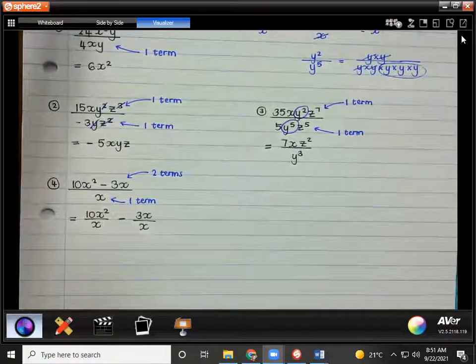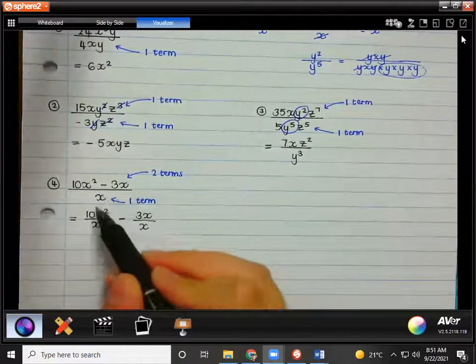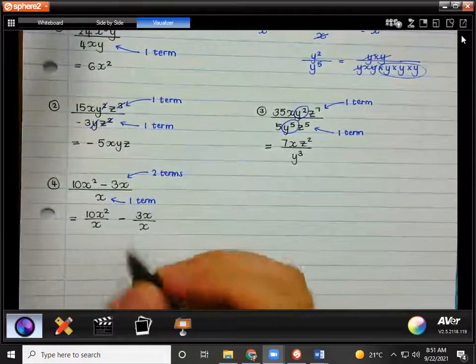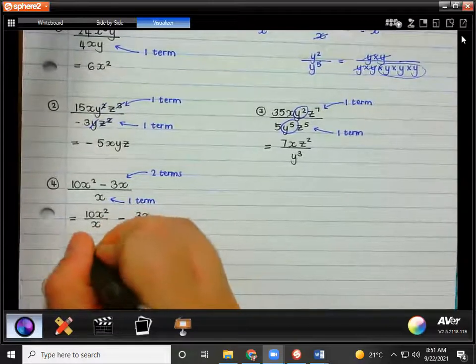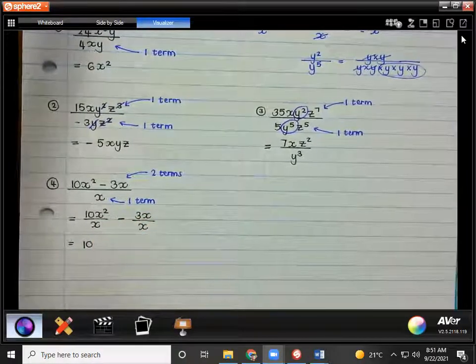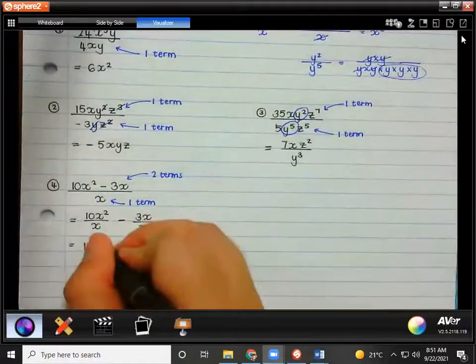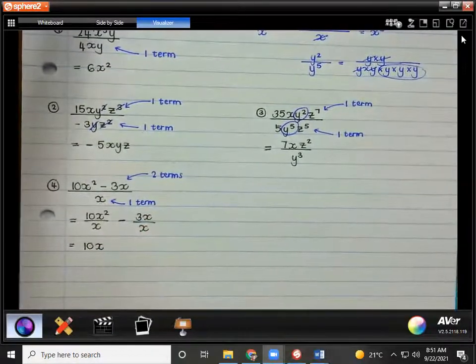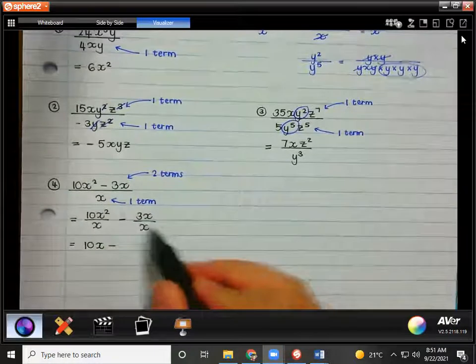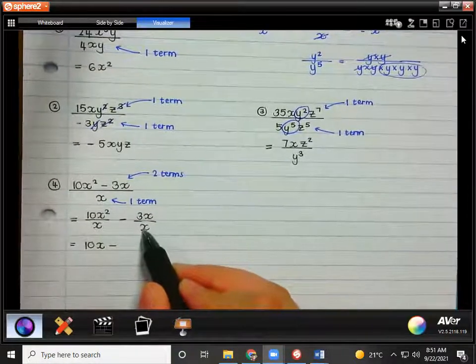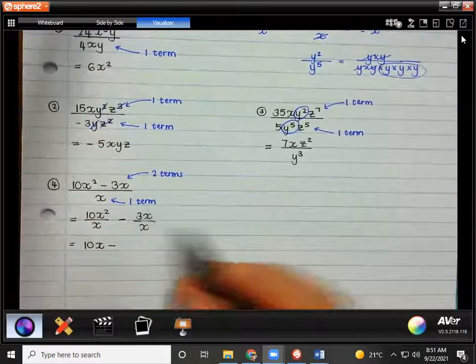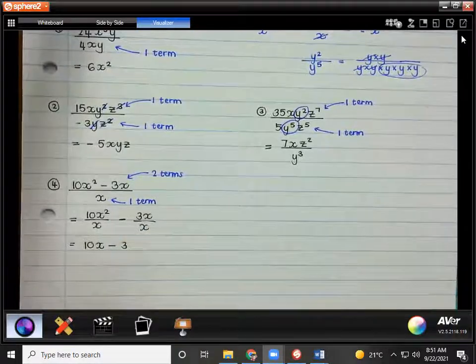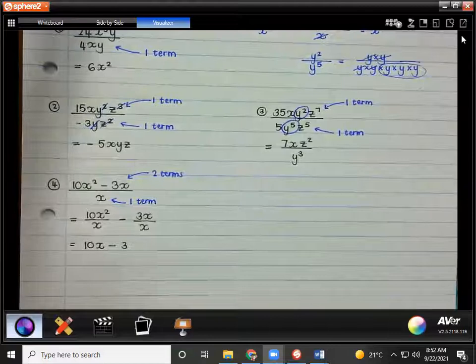All right, now we need to do this division thing twice. 10 divided by 1 essentially, right? That's going to be 10. And what is x squared divided by x? Just x, good. Minus, what is 3x divided by x? What happens with the x's? They cancel each other out, right? So it's 3. So we are left with 10x minus 3.